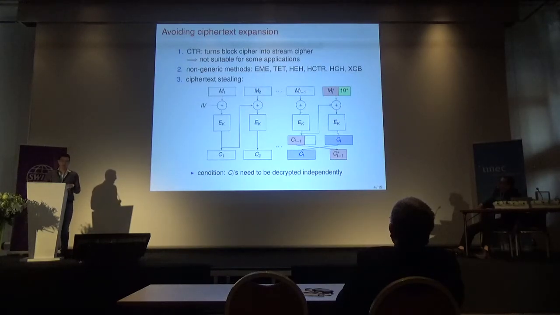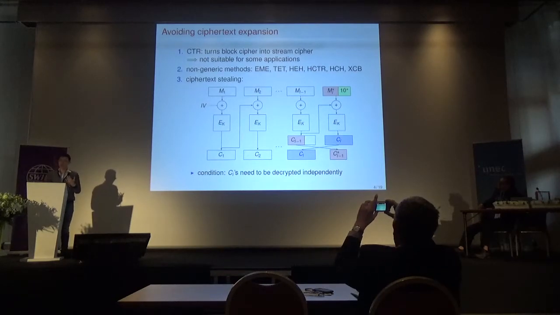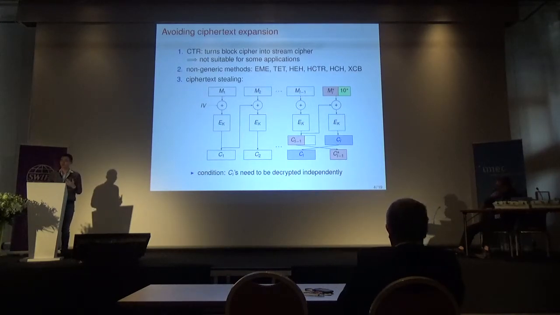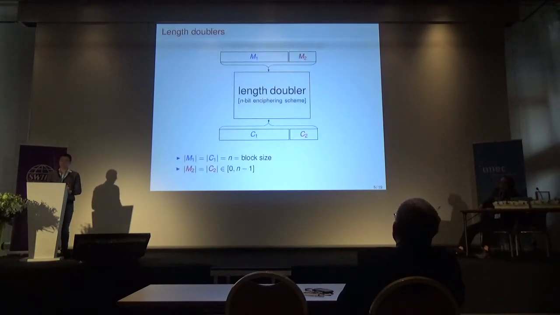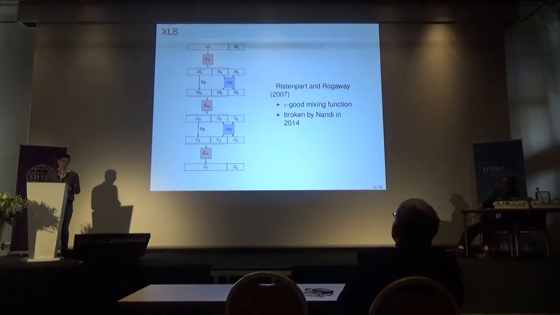So, do we also have better methods to encrypt, for example, a bit string of 200 bits? The answer is using length doublers. A length doubler can turn an n-bit enciphering scheme into an encryption scheme that can encrypt every bit string between n and 2n-1 bits. In the past, XLS was the first length doubler proposed in the literature by Ristenpart and Rogaway in 2007. It uses 3 block cipher calls and 2 epsilon-rot mixing functions. But it was broken by Nandi in 2014.